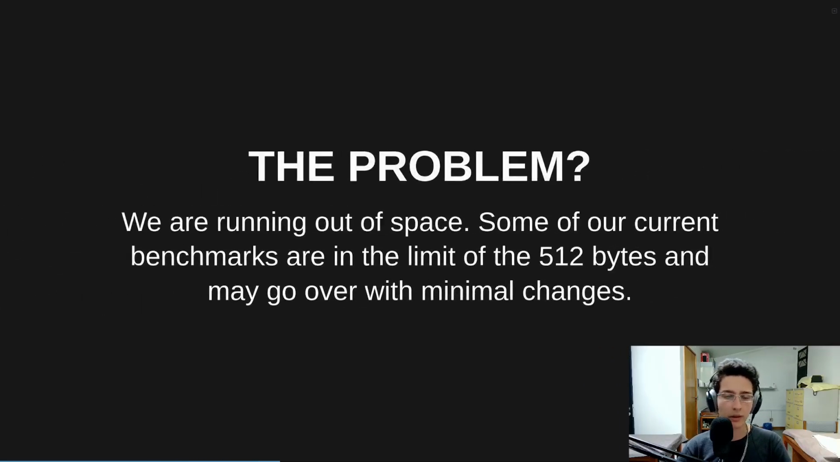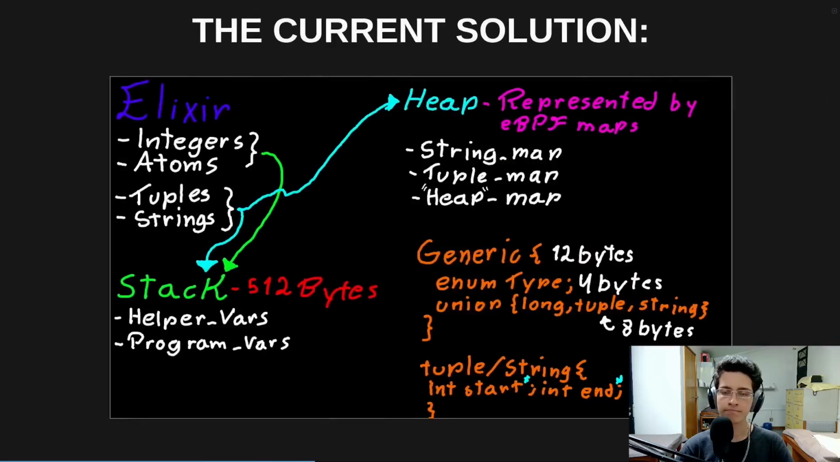The problem? We are running out of space. Some of our current benchmarks are at the limit of the 512 bytes and may go over with minimal changes. Given these limitations and quirks, we had to come up with a solution.